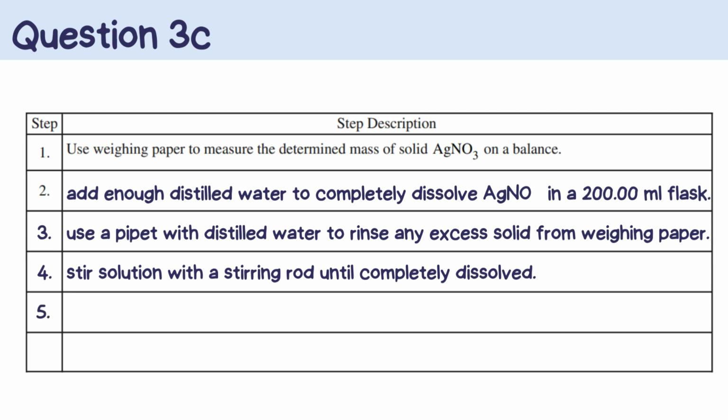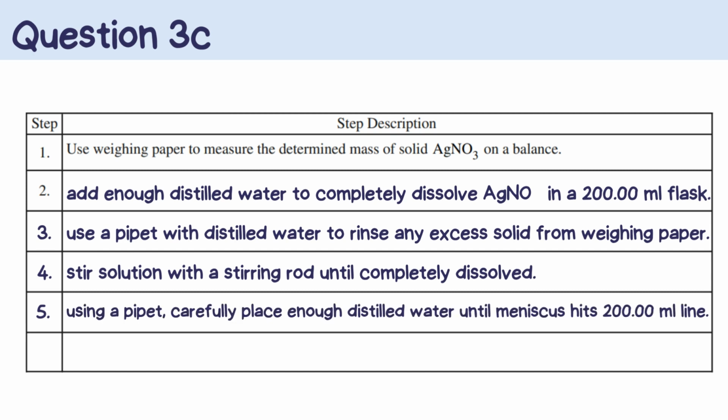And then for step 5 now, you want to fill it up to the 200 milliliter line. So using a pipette, place enough distilled water until the line hits the 200 milliliter mark. And remember, when measuring fluids like water, you want to check for the meniscus hitting the 200 milliliter line, which is the bottom of the curve.